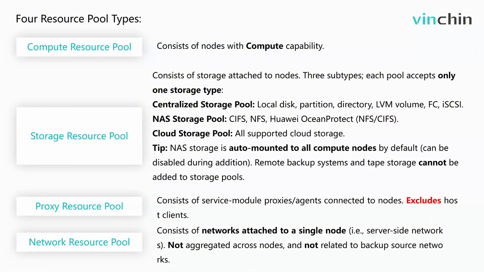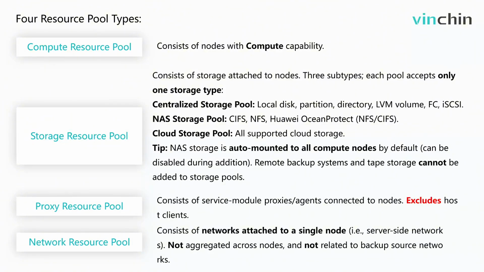So here are four different resource pools for different types. The computing resource pool consists of the nodes with the computing capability. It consists of storage attached to nodes and three subtypes. Each pool accepts only one storage type. And the storage resource pool supports the centralized storage pool, the NAS storage pool, and the cloud storage pool. Here you need to notice the NAS storage is auto-mounted to all compute nodes by default.